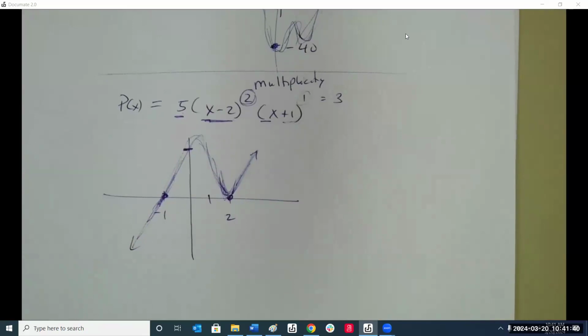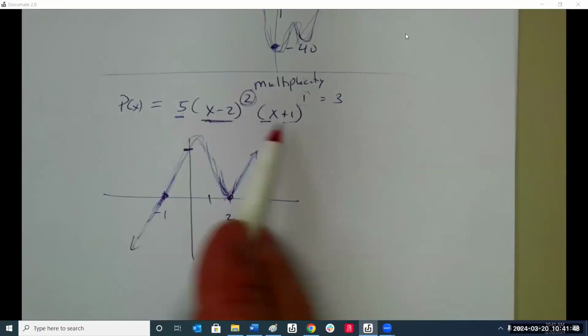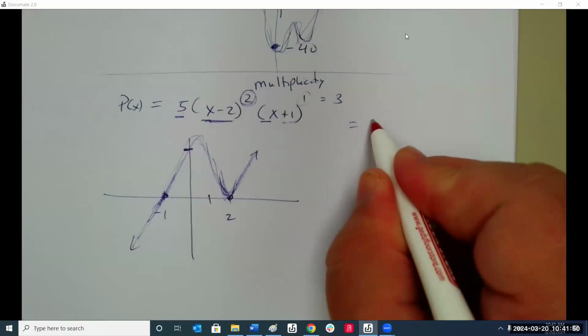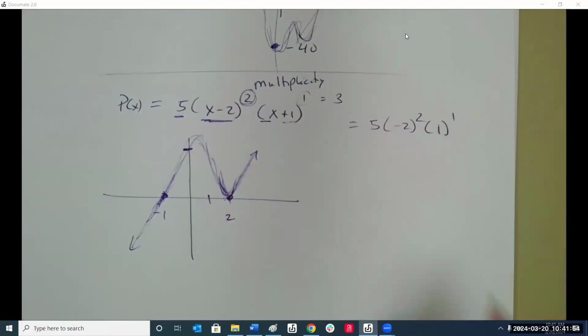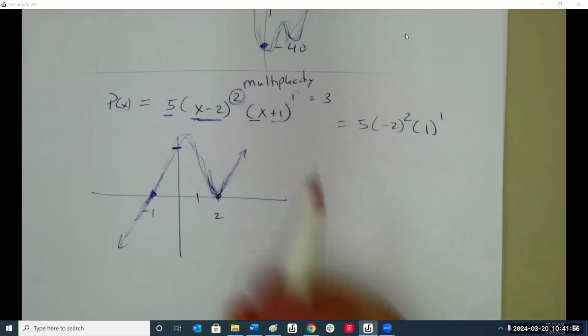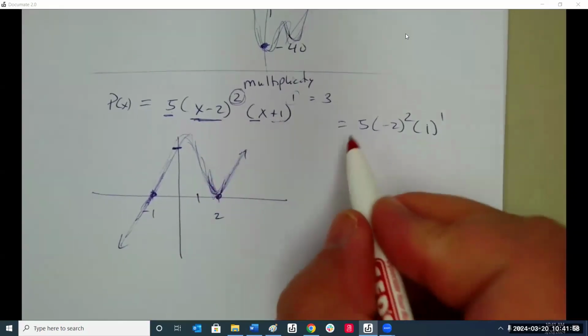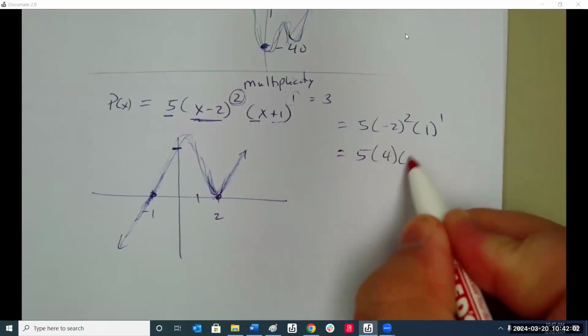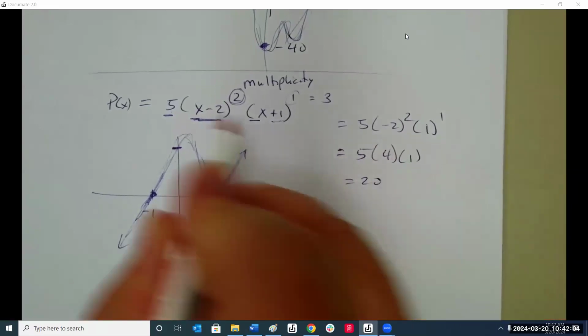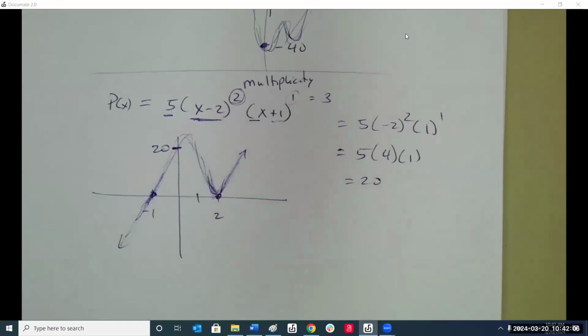And what's my y-intercept? To find the y-intercept, just erase your x's. -2 squared is 4. So it crosses at 20.